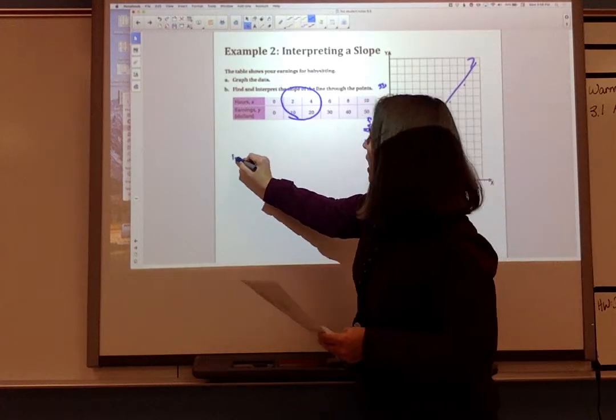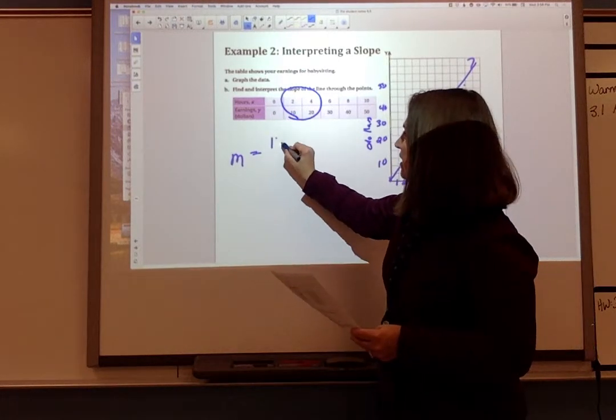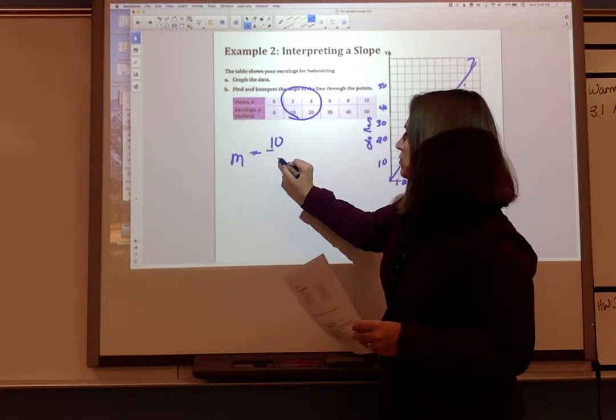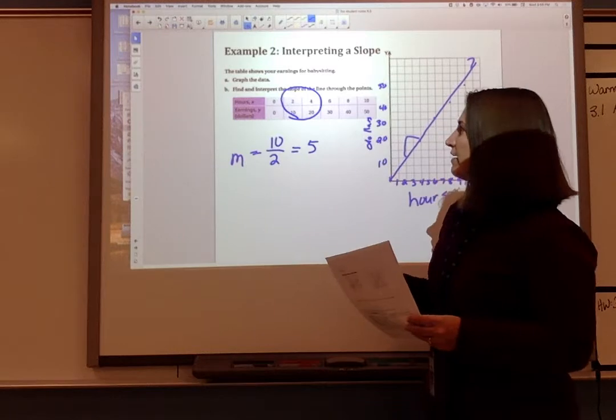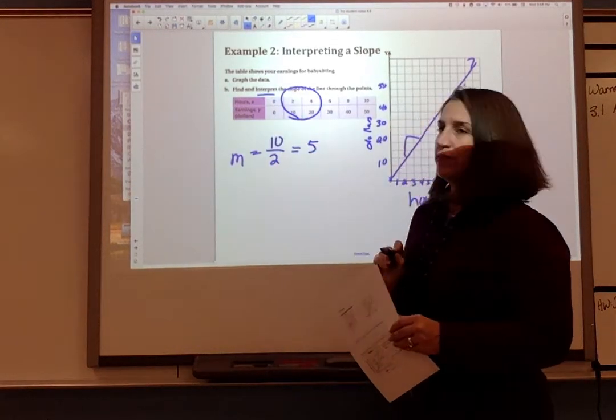The change in y is 20 minus 10, which is 10. And the change in x is 4 minus 2, which is 2, which means my slope is 5. Now, I found the slope. I still need to interpret the slope.